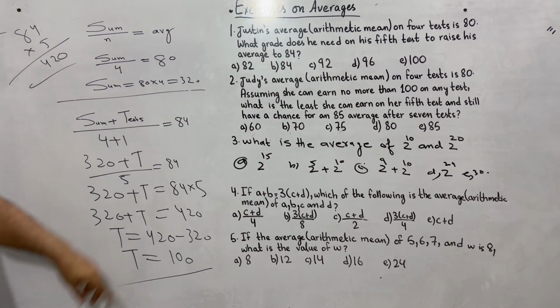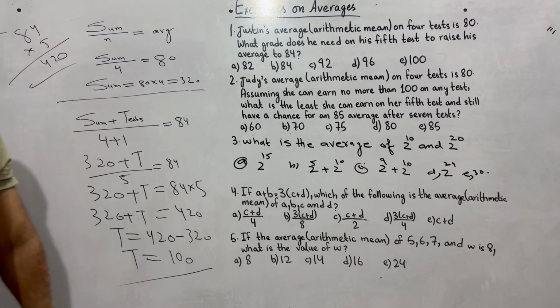Definition: sum divided by the number is equal to the average, and so on. You are going to get through.